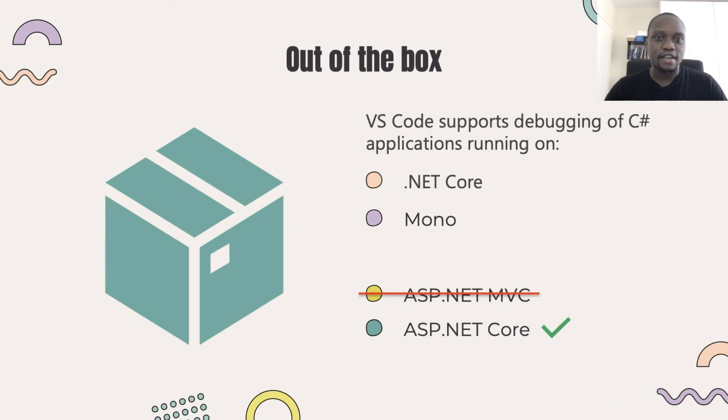So out of the box, VS Code supports debugging of C# applications that are running either on .NET Core or on Mono. And many standard C# project types are actually not recognized by VS Code. An example of a non-supported project type is ASP.NET MVC application, even though ASP.NET Core is supported out of the box. So when you're looking at whether you can use this for your project or not, it's very important to see whether VS Code will actually support you to the extent that you would need it to.